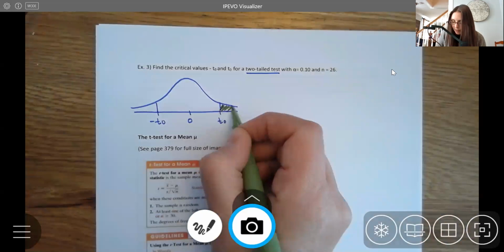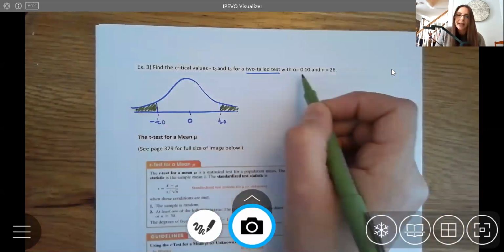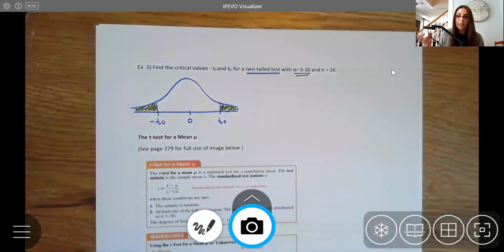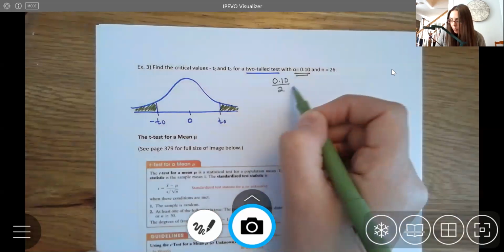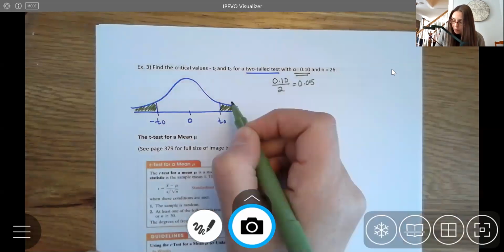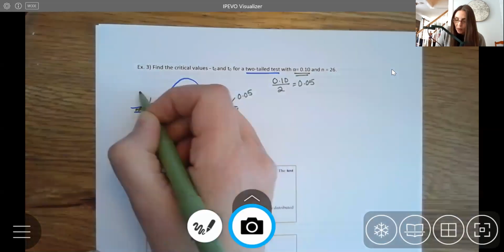So if I have two tails, that means both of these sides are colored in, and you just need to be careful because that alpha has to get split in half, right? Half goes in each tail. So 0.10 divided by 2 is 0.05. So you have 0.05 over here, and the other half over here.